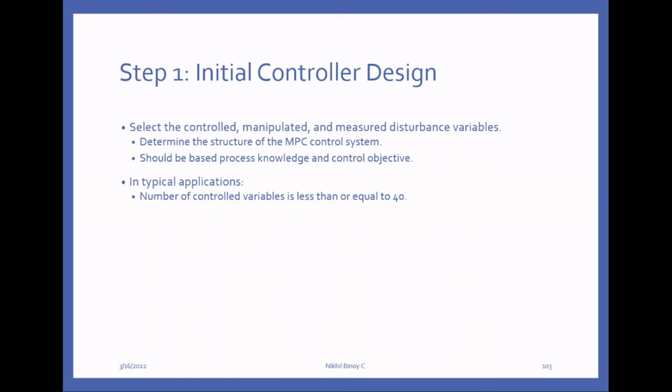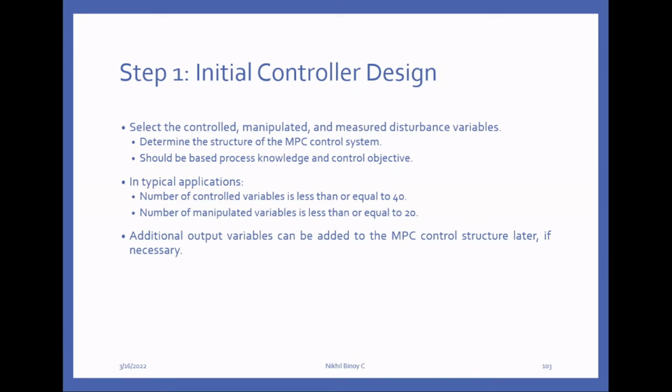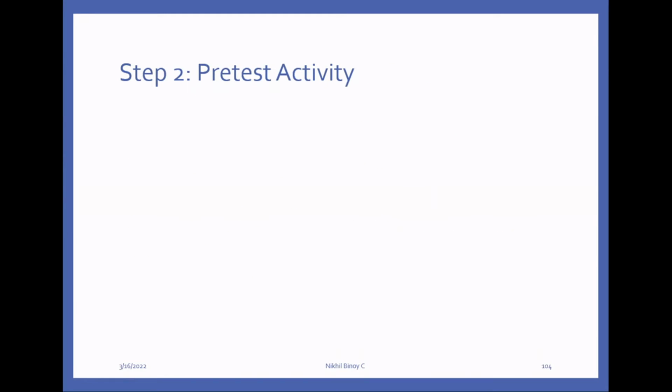In a typical normal situation in a plant, the number of controlled variables is less than or equal to 40, and the number of manipulated variables is less than or equal to 20. Additional output variables can be added to the MPC control structure later if necessary. If you want to add an additional one, that is possible in the MPC control structure.